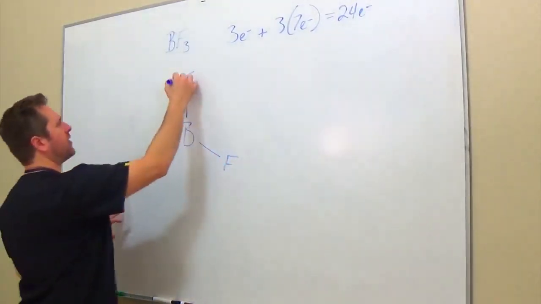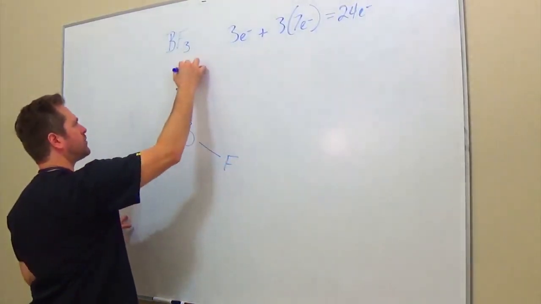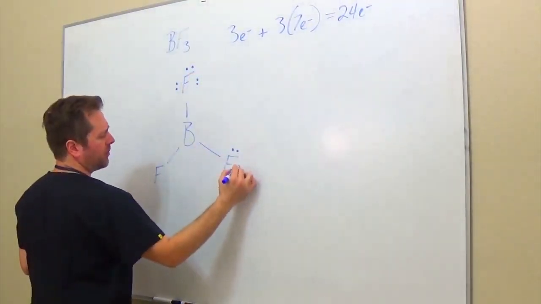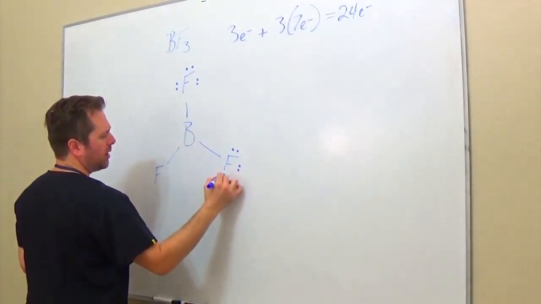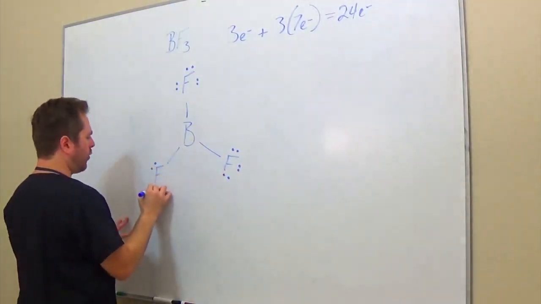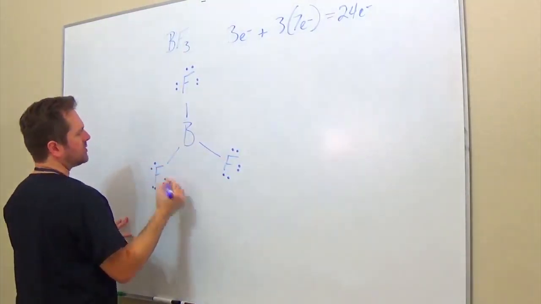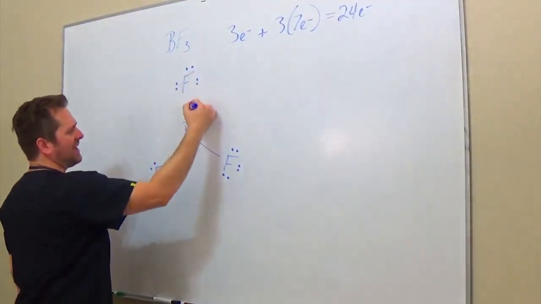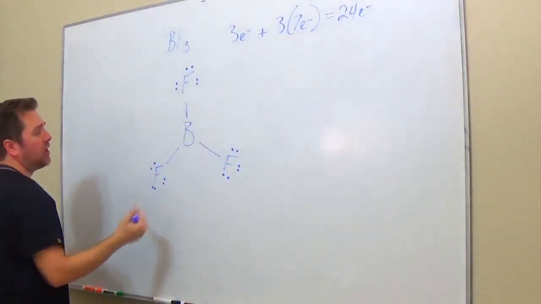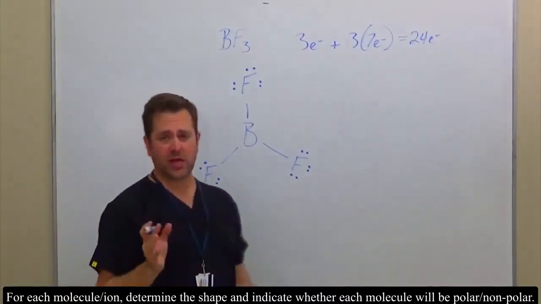And let's go ahead and fill in the octets on the fluorines. And then we'll count up our total number of electrons to see where exactly we are in accounting for all 24. So let's do it. 2, 4, 6, 8, 10, 12, 14, 16, 18, 20, 22, 24. All 24 electrons are accounted for.